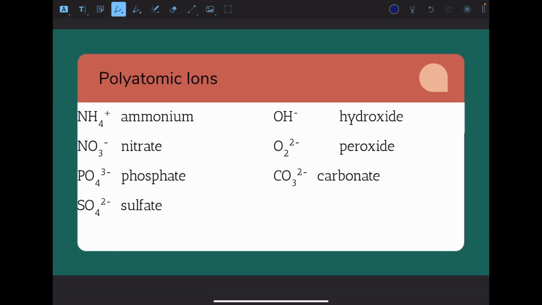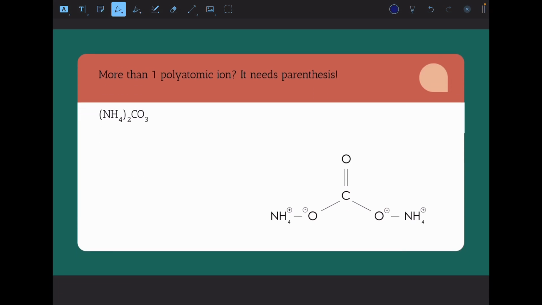These are the polyatomic ions that you need for my class. They are given to you on tests. You do not need to memorize them, but they may be helpful in the future. But this is my example here of polyatomic ions.